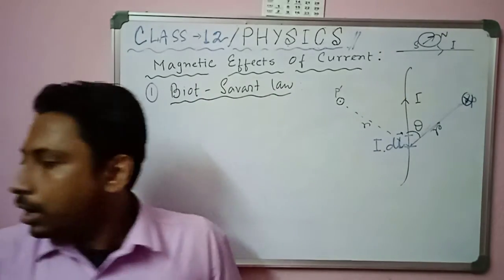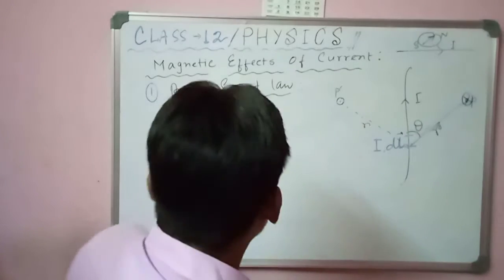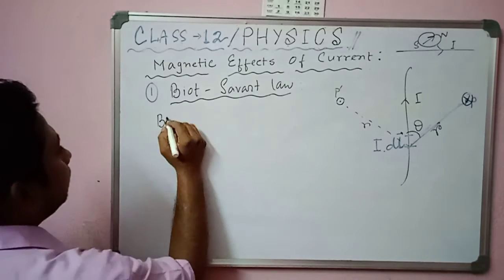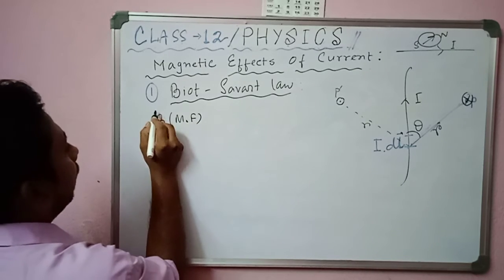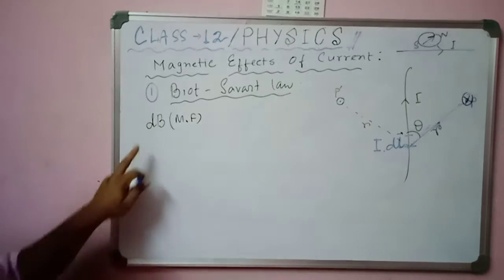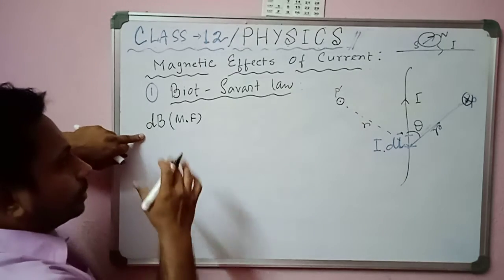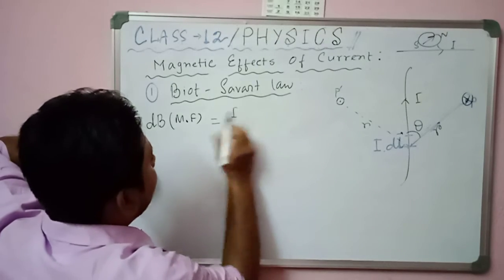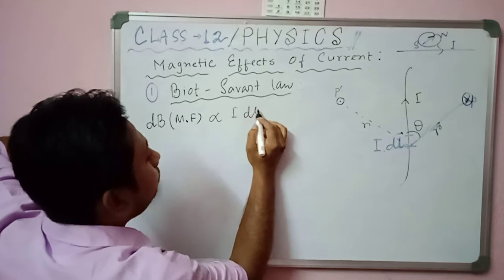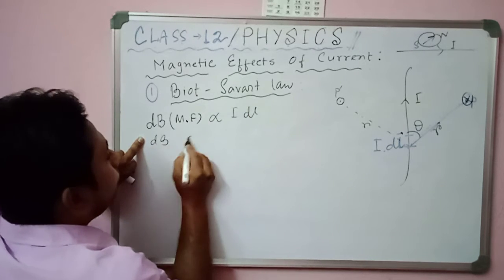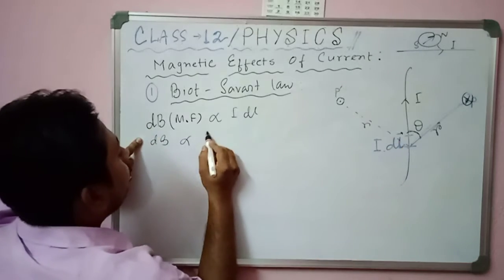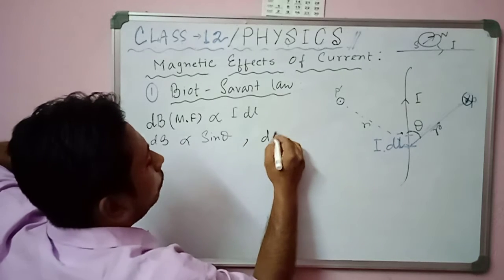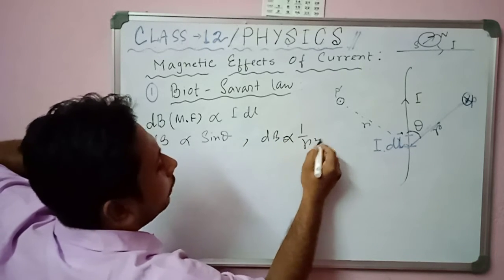So now our aim is to find out the magnetic field. For that we'll write B. B means magnetic field. And you can write dB. For the Biot-Savart law, it is actually the differential form of the magnetic field. So dB is proportional to I dl. dB is also proportional to sine of the angle theta, and dB is also proportional to 1 by r square.